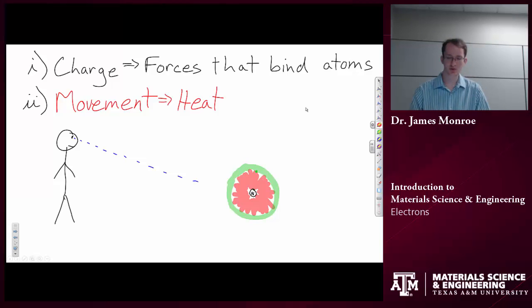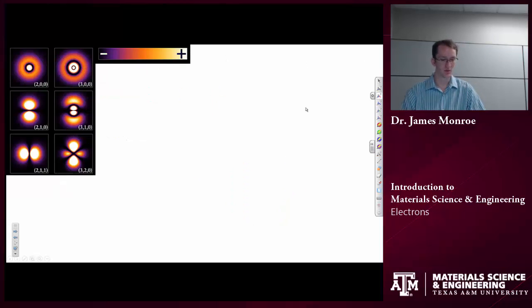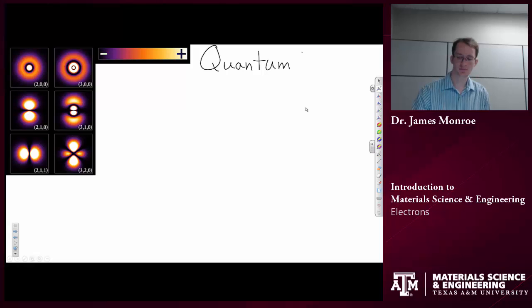So how do we describe this? How do we describe this probability of finding a high probability of finding an electron here and a low probability of finding an electron here? Well, we turn to something that we call quantum mechanics.